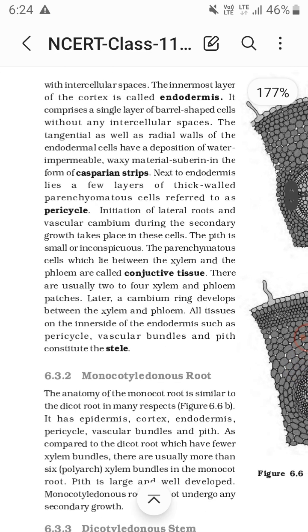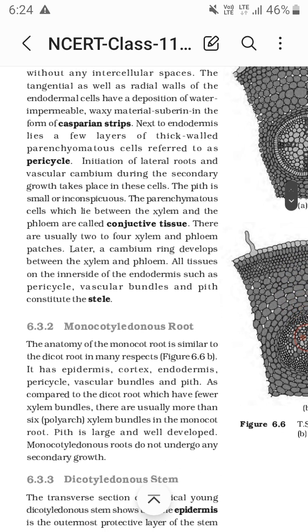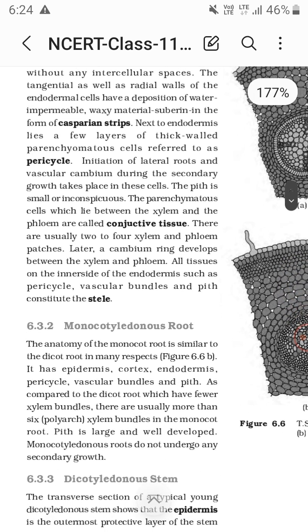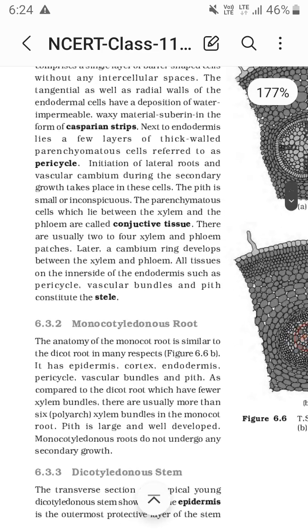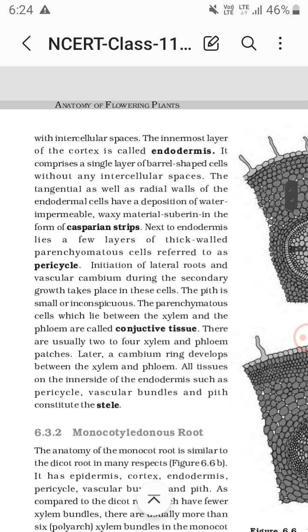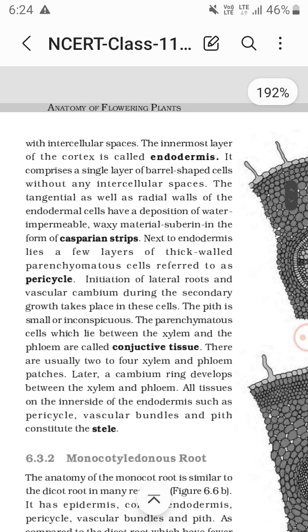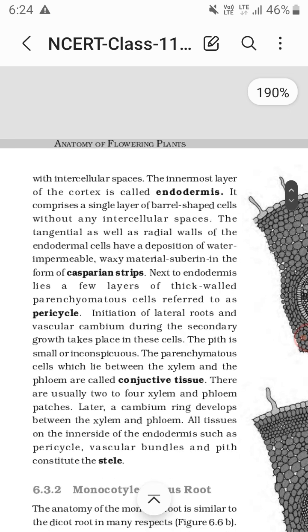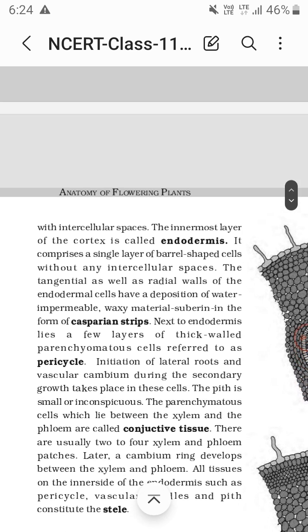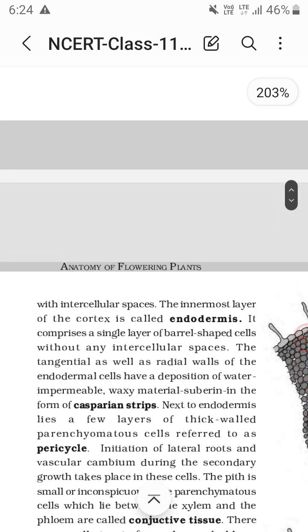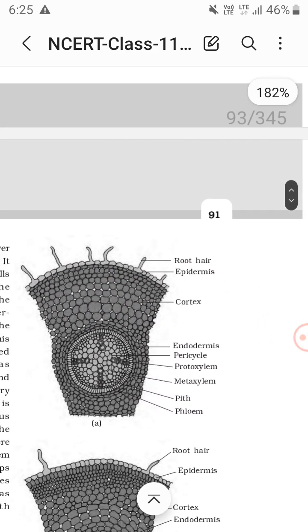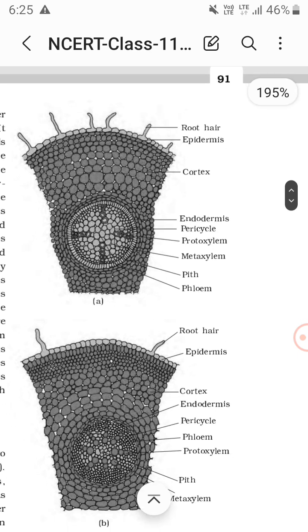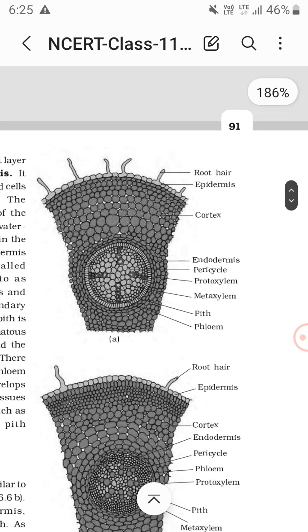There are conjunctive tissues: the parenchymatous cells which lie between the xylem and the phloem are called conjunctive tissues. The stele is made up of the parts on the inner side of the endodermis, namely the pericycle, vascular bundles, and pith. All three structures form the stele. What is the pericycle? Next to the endodermis lies a few layers of thick walled parenchymatous cells referred to as the pericycle. Casparian strips are a waxy, suberin-containing material, impermeable to water. The innermost layer of the cortex is called the endodermis. So: root hairs, epidermis, cortex, endodermis, pericycle, protoxylem, metaxylem, pith, phloem.